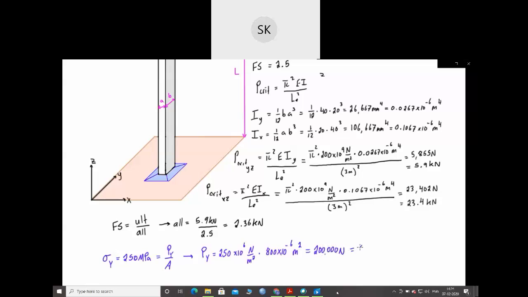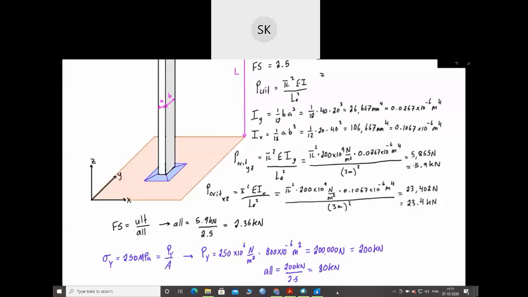200,000 newtons, which is basically 200 kilonewtons. So if we take this as our yield and this as our ultimate load, and check again using the same thing, factor of safety is equal to allowable over ultimate, then our allowable load for yielding is going to be 200 kilonewtons divided by 2.5, and that is going to give us a value of 80 kilonewtons.